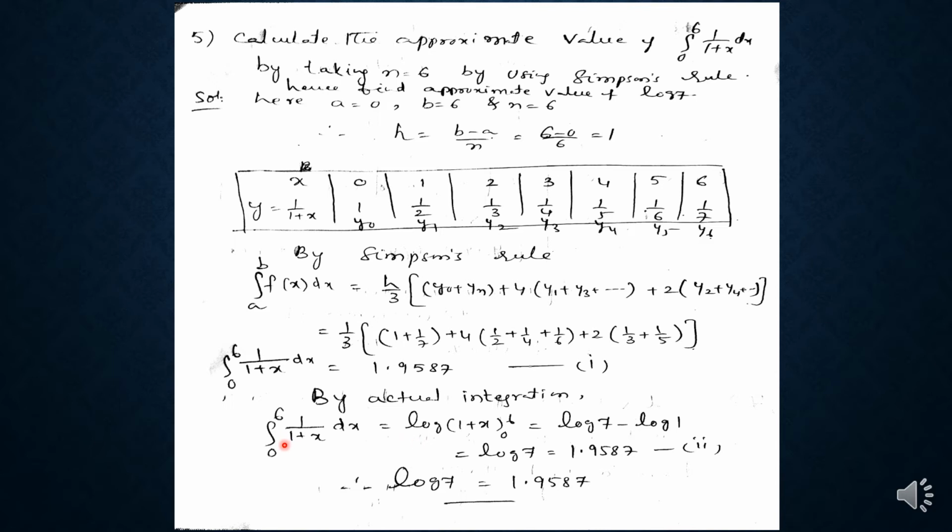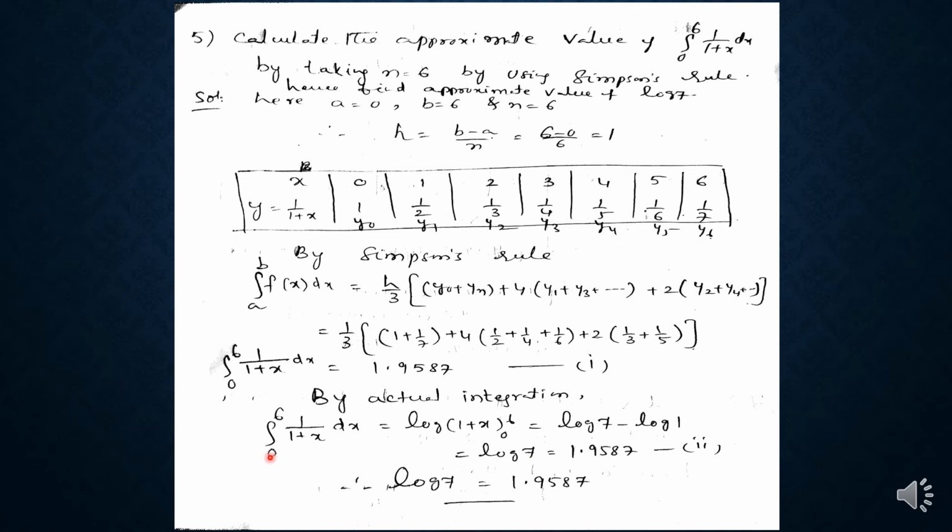So what is the integral of 1 by 1 plus x dx? That is log of 1 plus x from 0 to 6. Now substitute the upper limit, x is equal to 6, then that becomes log of 1 plus 6, that is log 7, minus, now substitute the lower limit x is equal to 0, then this becomes log 1. We know that the log 1 value is 0, so this is equal to log 7.